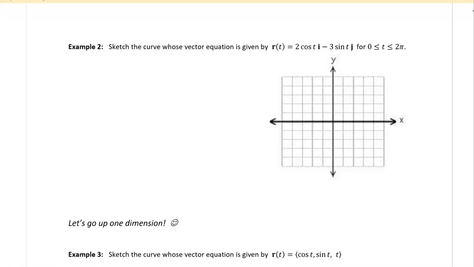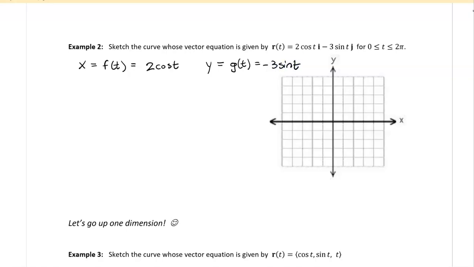So we're going to start with something that we could have done last year, which is sketching our vector equation in 2 space. So r of t equals 2 cosine t i minus 3 sine t j. So our x is equal to our function, we'll call it f of t, I guess, 2 cosine of t, where y coordinates come from our function g of t, which is in this case negative 3 sine of t.